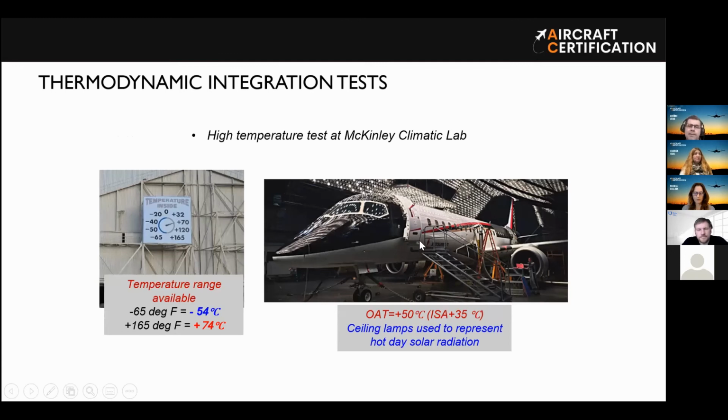So you can place the aircraft inside the laboratory, and then you can operate the aircraft, operate all the systems, operate the engines, and then the engineers can do a lot of measurements and see if the temperature levels are adequate or not, if something has to be improved, and validate the models that were used before. Okay. So this is an example of a high temperature test.